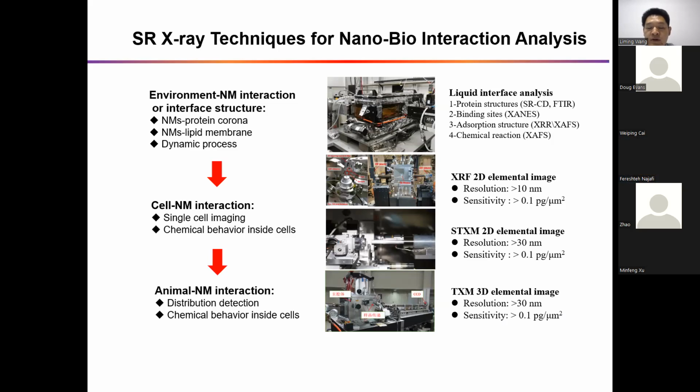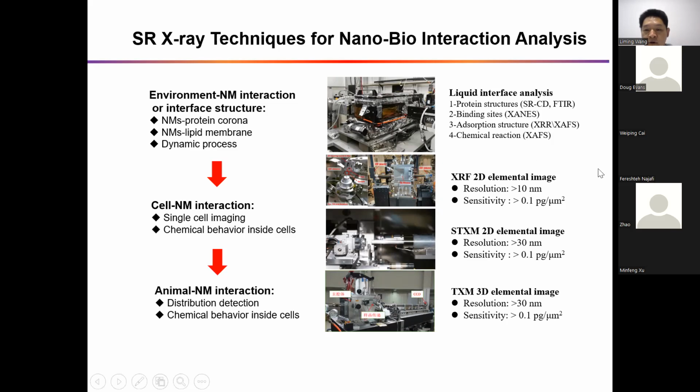The fourth one, we can use X-ray absorption structure analysis to detect the chemical interaction of nanomaterials in some chemical environments, for example, a neutral or an acidic environment, and what kind of degradation and chemical states happen to the nanomaterials. So this is the first part, liquid interface analysis.